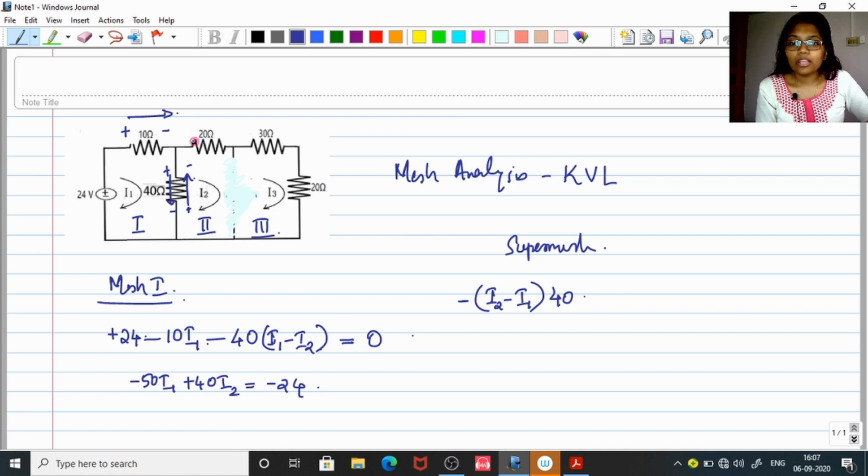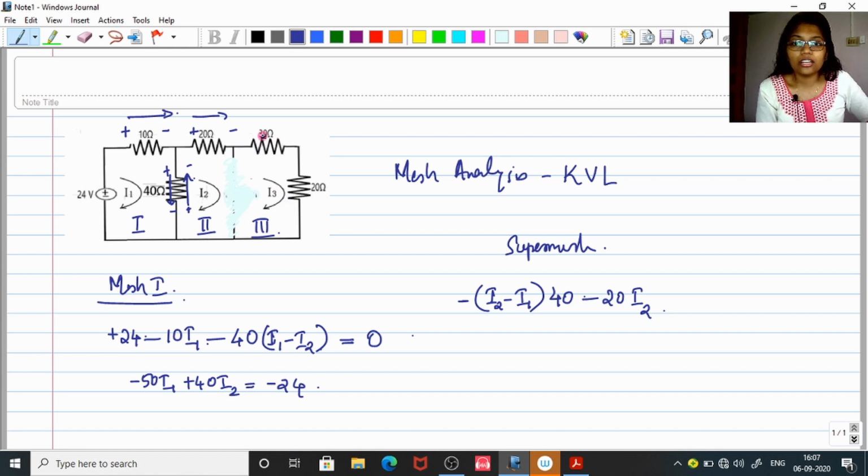And what about here? I2 went on through this 40 ohm and it reached the 20 ohm resistor. So here again the current is flowing from right to left. So whenever you face the resistor, you have to start with a negative and go for its resistance value. Also its current is I2. Now we are not going this way because we have removed it off.